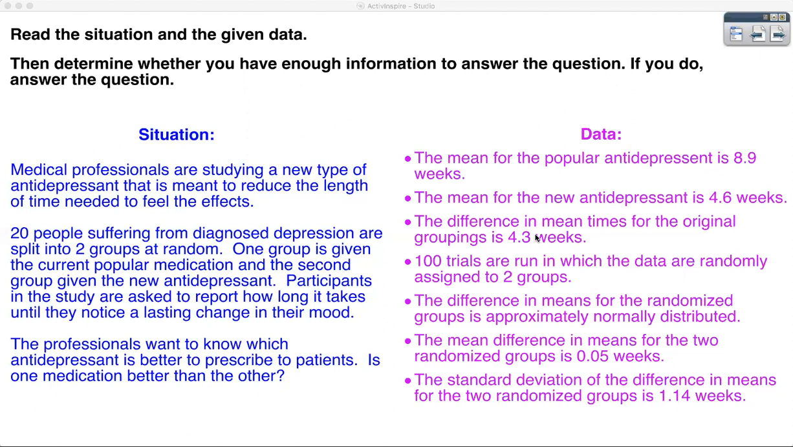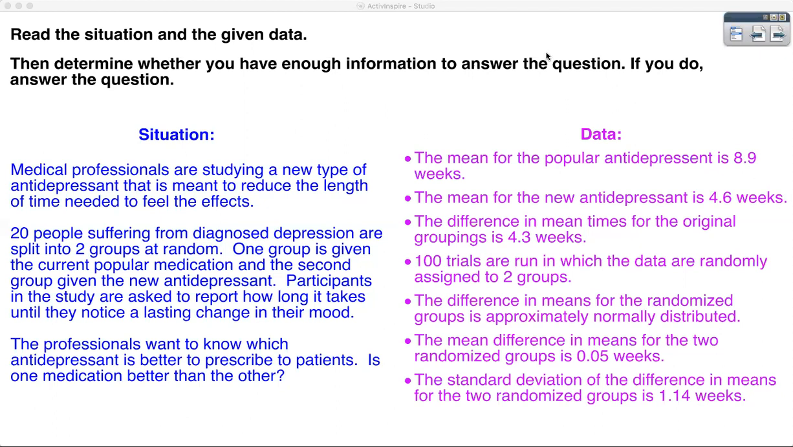I'll say that again. Using a normal distribution with a mean of 0.05 weeks, right? We're given that information, and a standard deviation of 1.14. Only 0.02% of results would have differences that are more extreme than the 4.3-week difference in means from the original groupings. Now, what does that mean? Well, really what that's telling us is that the difference in means is very, very unlikely to have resulted only from the way in which the groups were selected. So that's telling us the difference in means is most likely due to the medication.